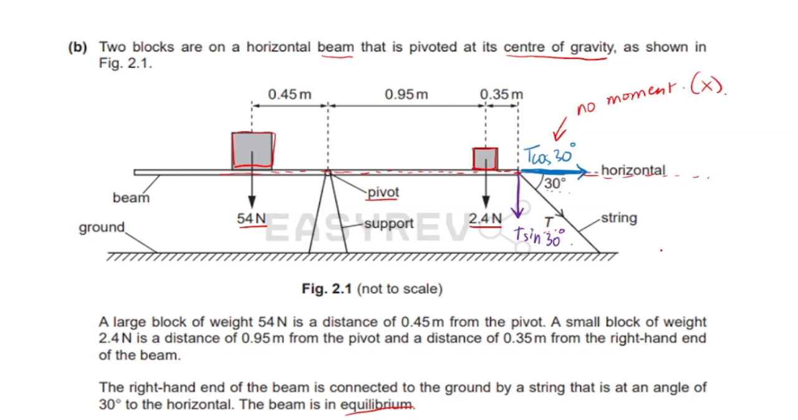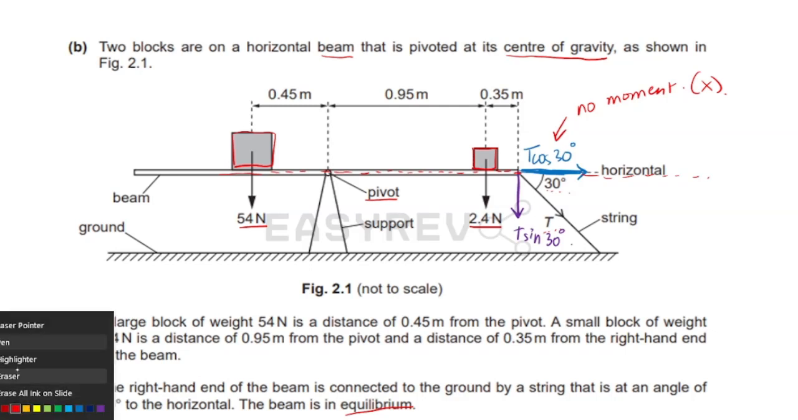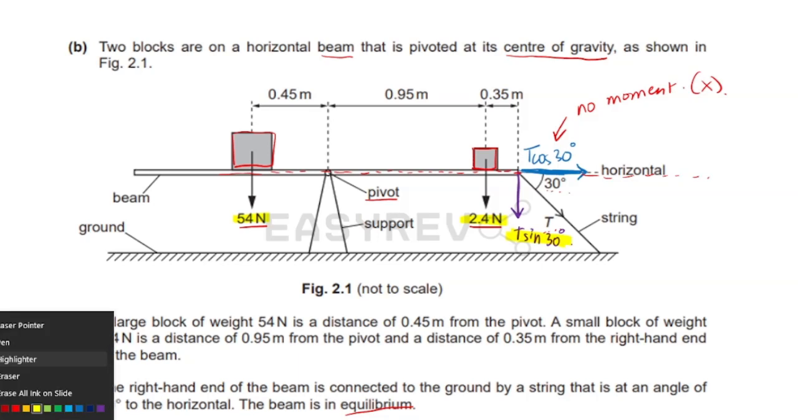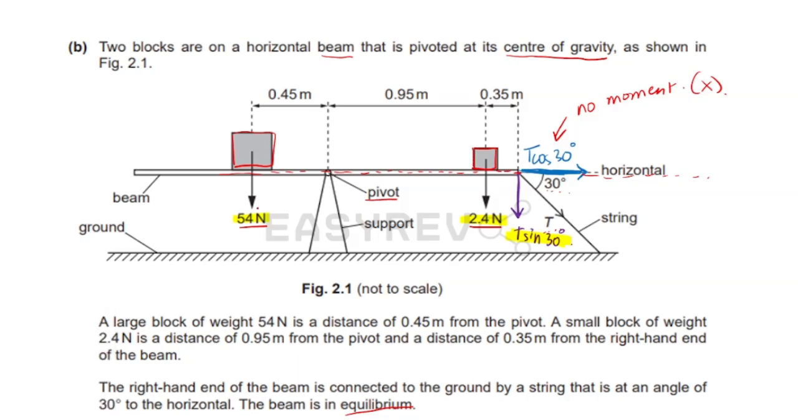In which case, now we have reduced our situation to 3 forces, the 54 Newton, the 2.4 Newton, and then finally T sin 30. So with all of this, now let's separate the ones that are creating an anti-clockwise moment and the ones that are creating a clockwise moment. There's only one force that's creating an anti-clockwise moment, and that is the 54 Newton force. You can see how it's rotating in this anti-clockwise direction.